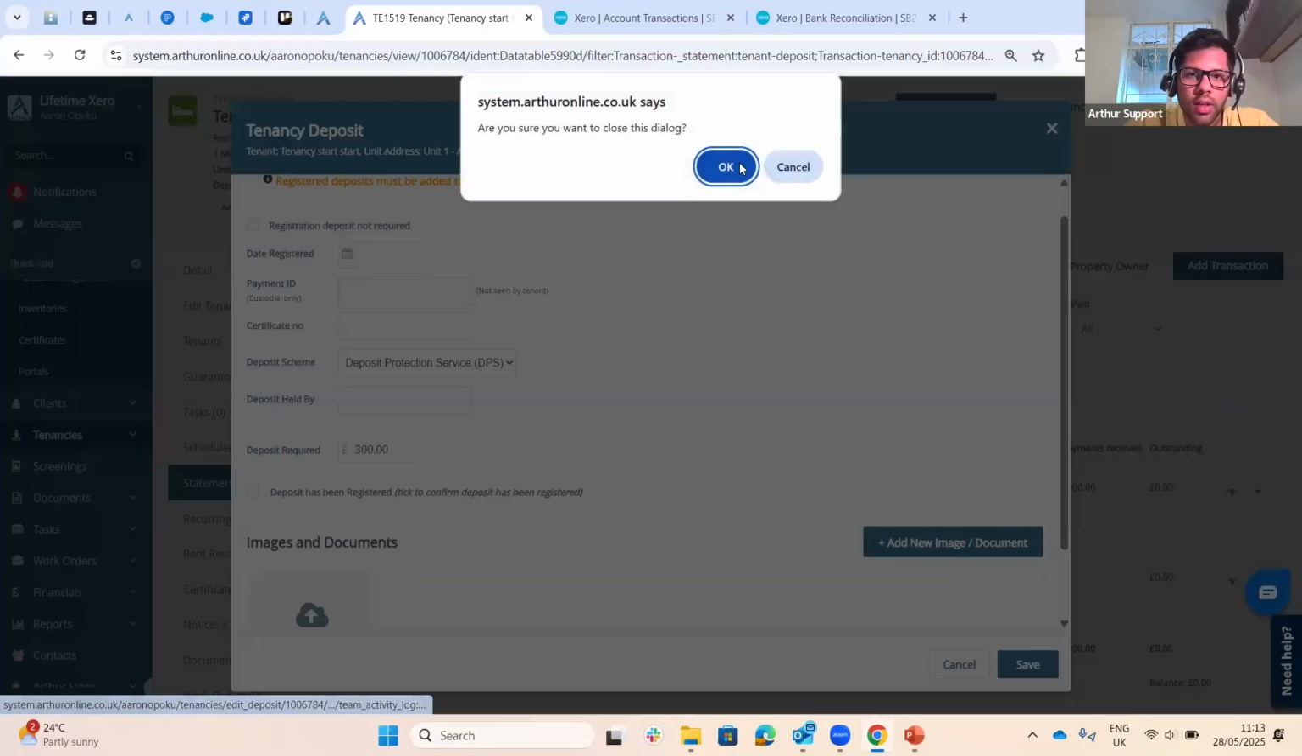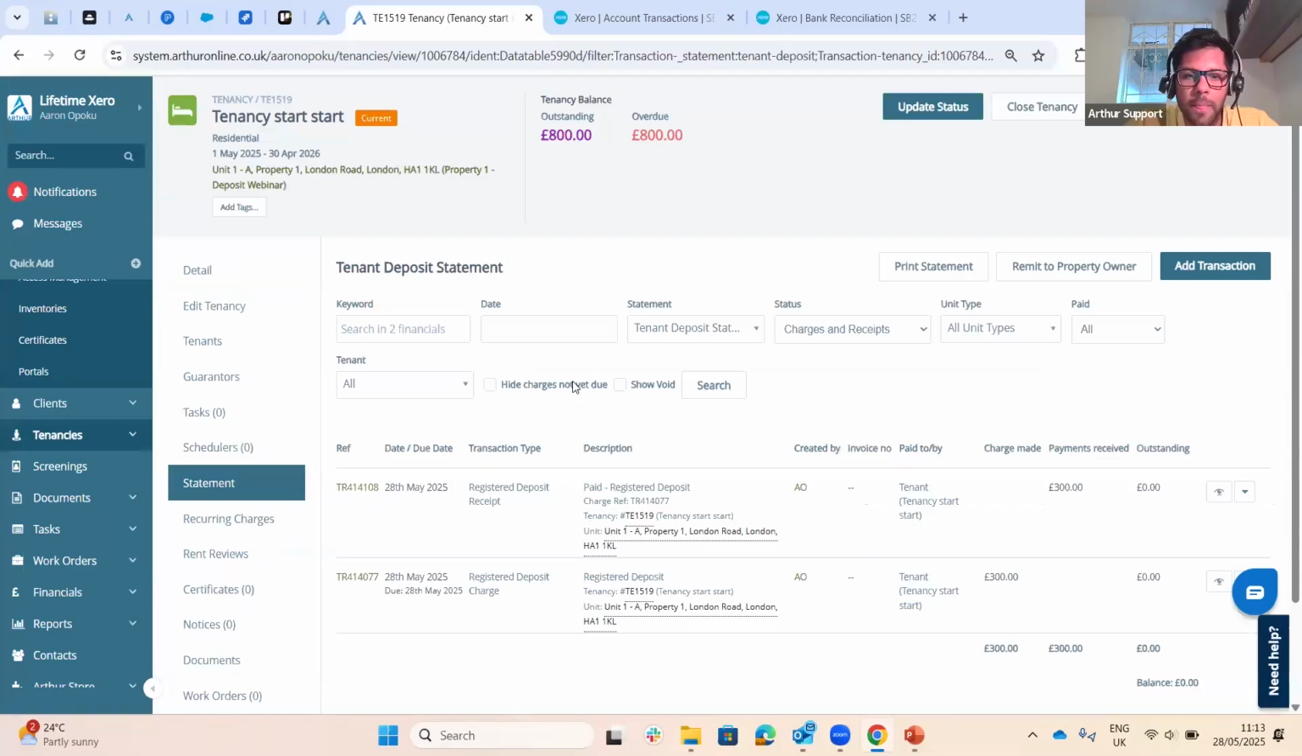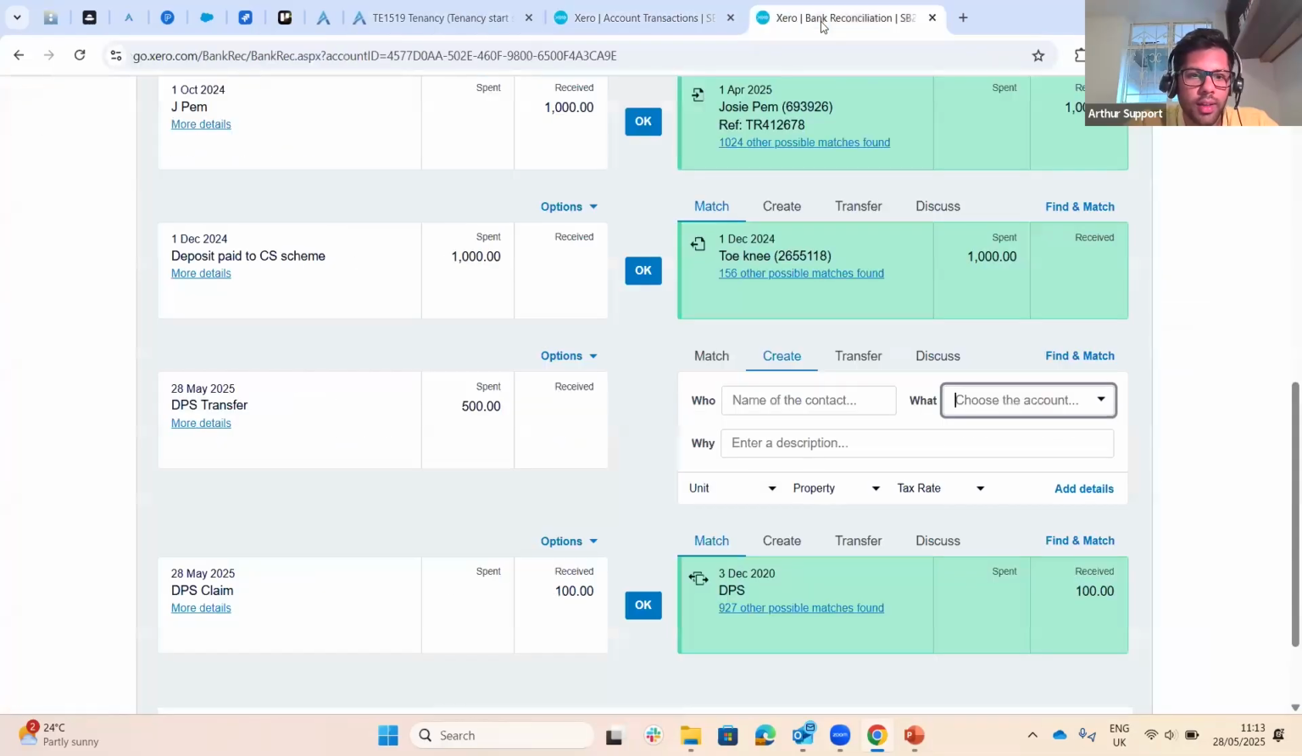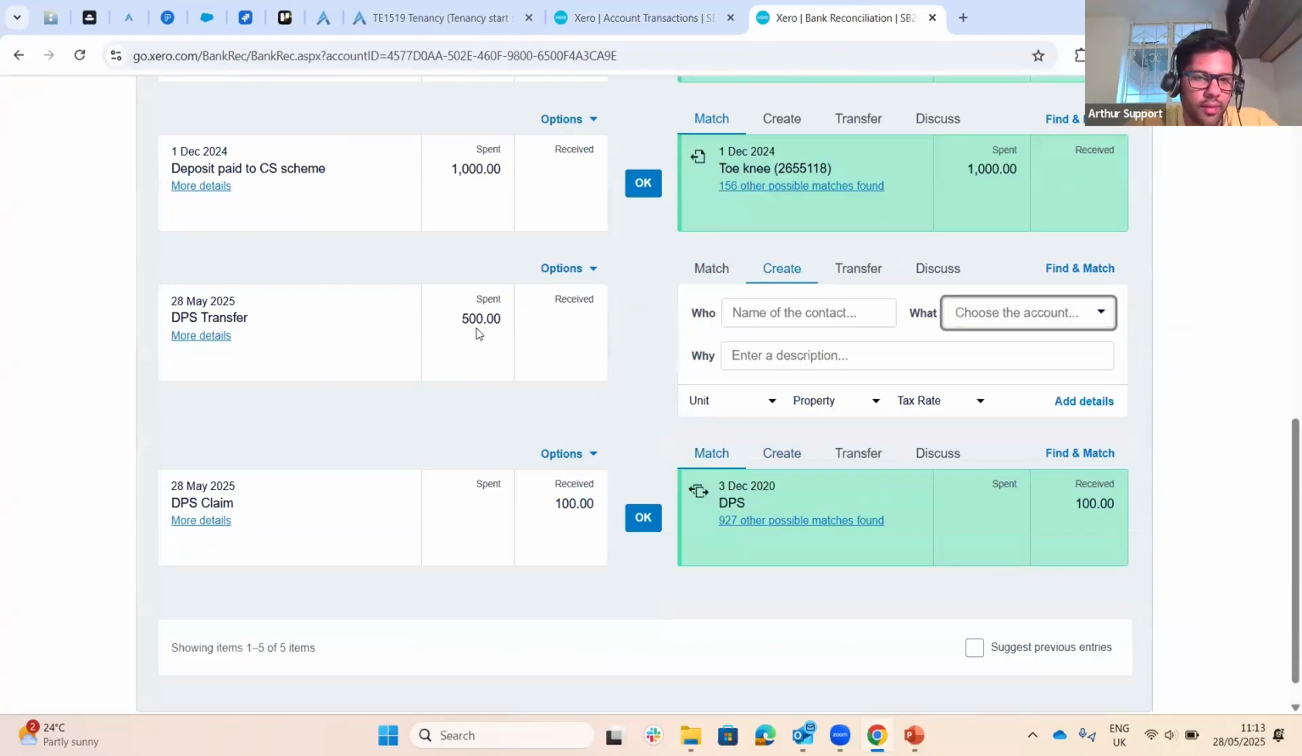However, if you are using Xero in your bank, you will notice that once you've received the money, so in this example, it's £500.